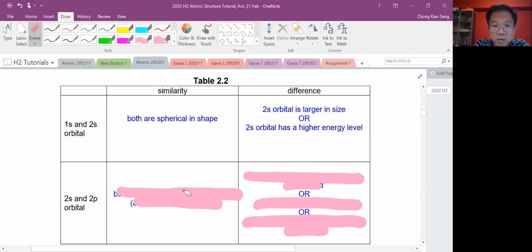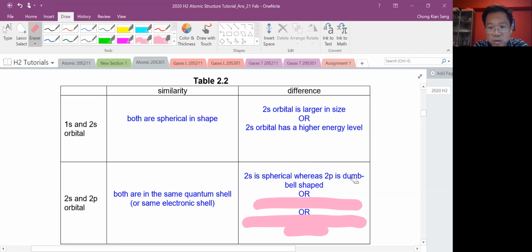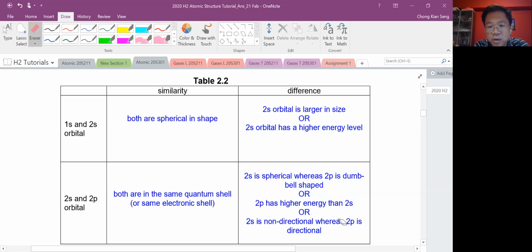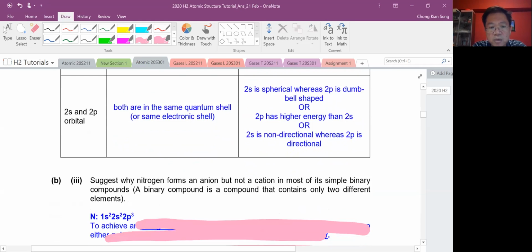Okay, 2s, 2p, similarity: same quantum shell. The difference is that they have different shapes. They have different energy levels, and one is directional, one is not. Because the spherical one does not have a direction. All right. Then next one.